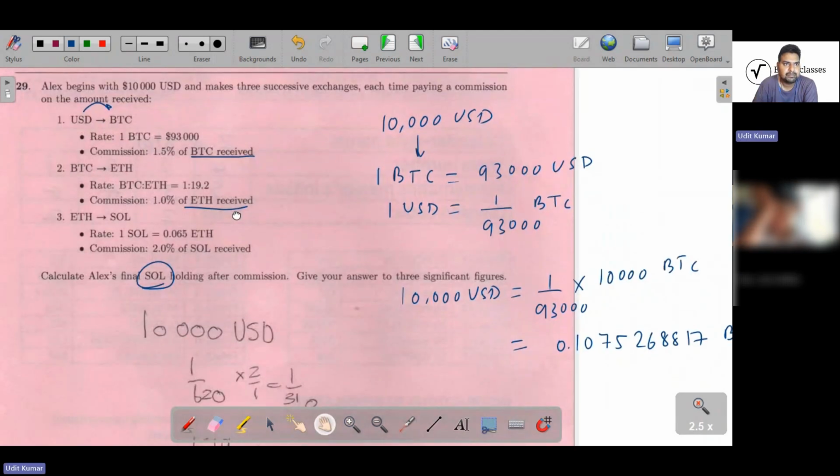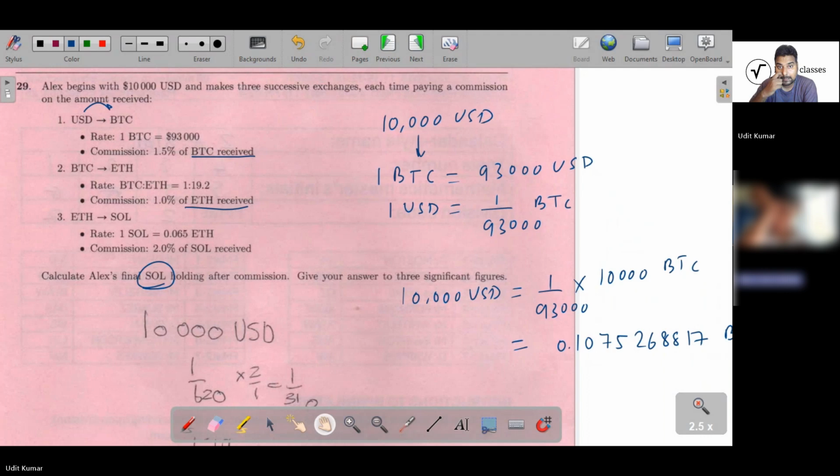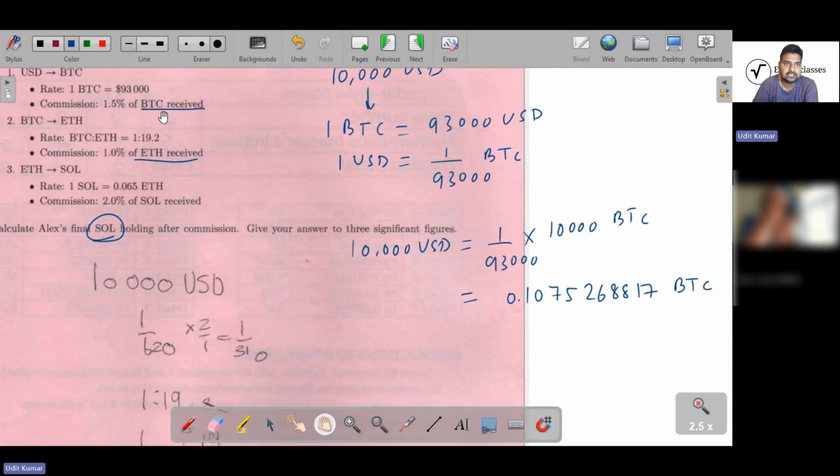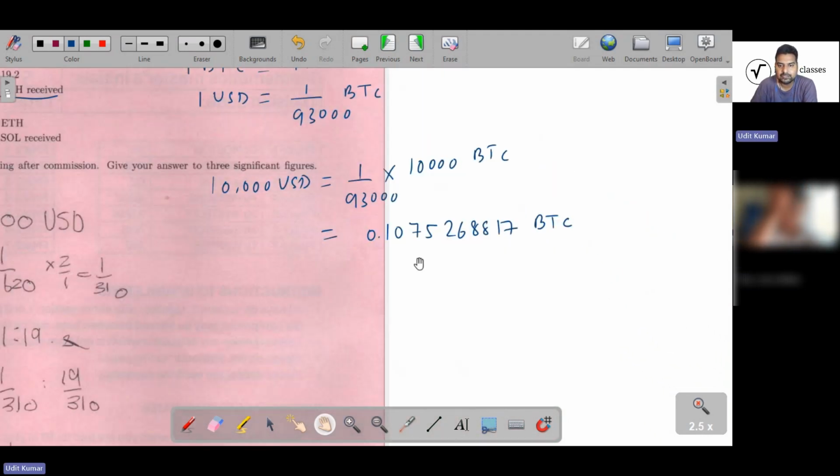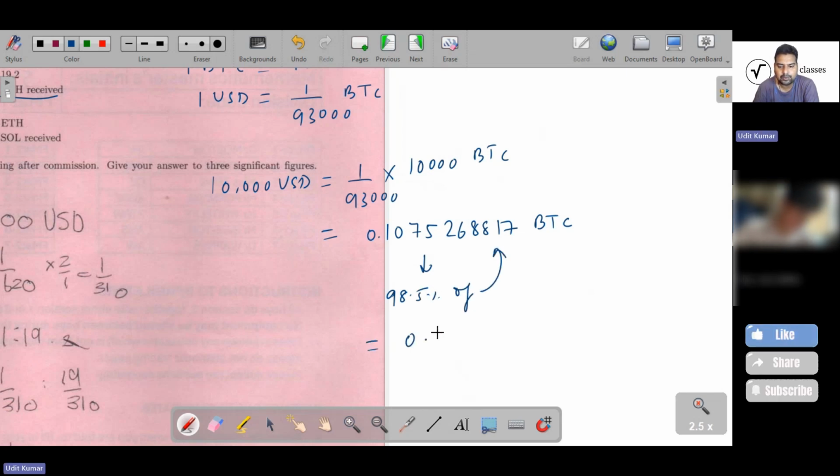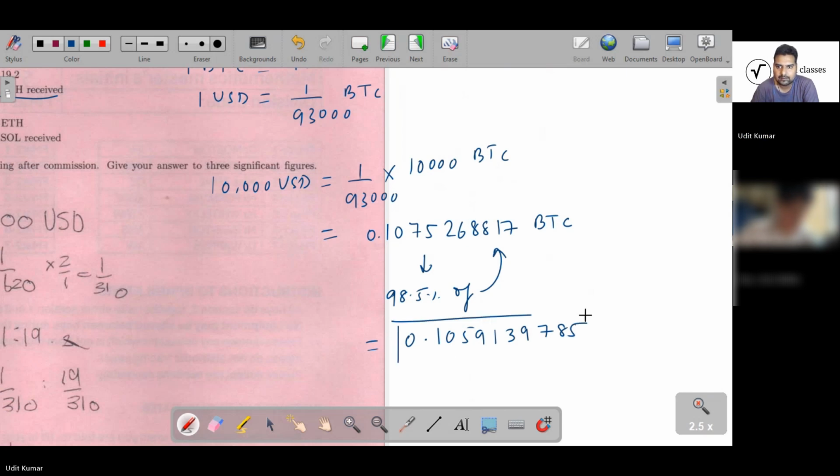That's fine. Each time he paid a commission, right? So he has to remove this one. 1.5% of BTC will be removed from this, right? Yes. So 1.5% means he will receive only 98.5%. So 98.5% of this one, he will get 0.1059139785 value.